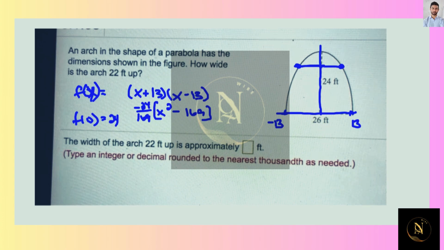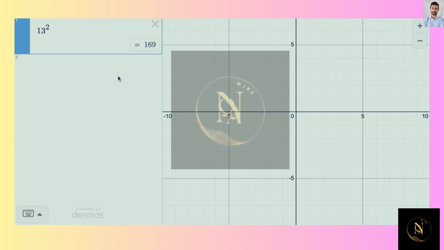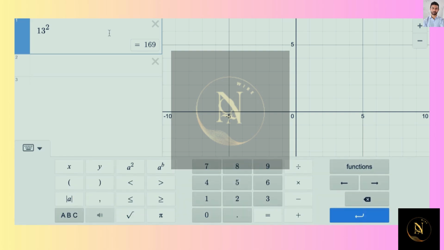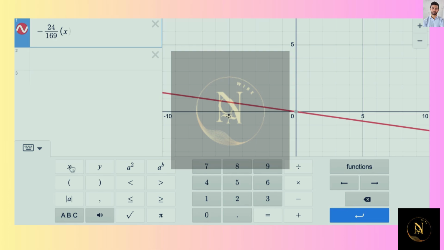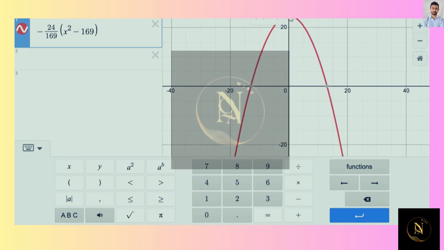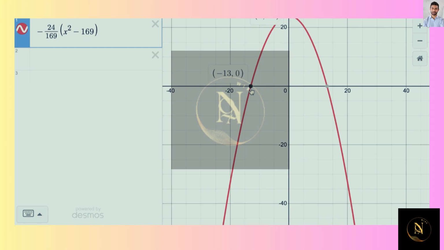Let me show you. Negative 24 over 169 times x squared minus 169 includes the point 0, 24, and negative and positive 13, 0.